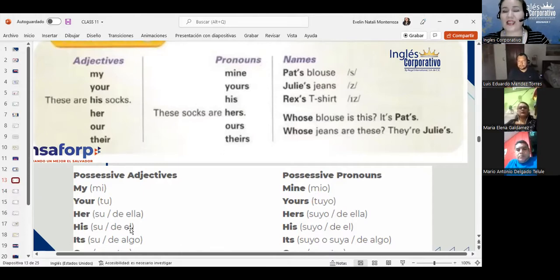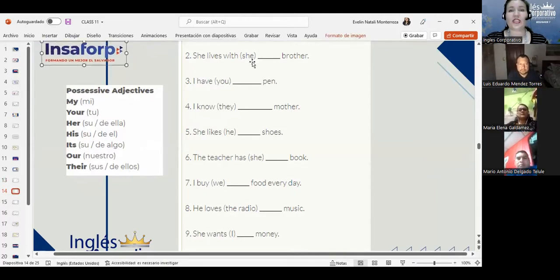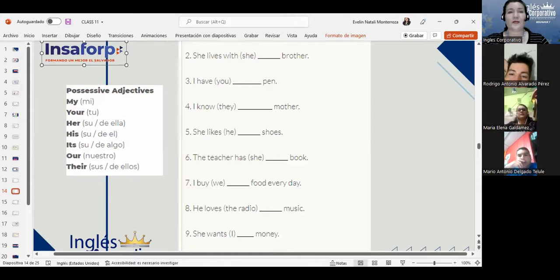The possessive adjectives, here I have the description and the meaning, and I have the possessive pronouns, the description and the meaning, right? In the sentences that we are going to do, you are going to use the correct possessive adjective in the sentence. So if we have she, what is the correct possessive adjective that we need here? Her, right? We need her. Let me write it here. She lives with her brother.